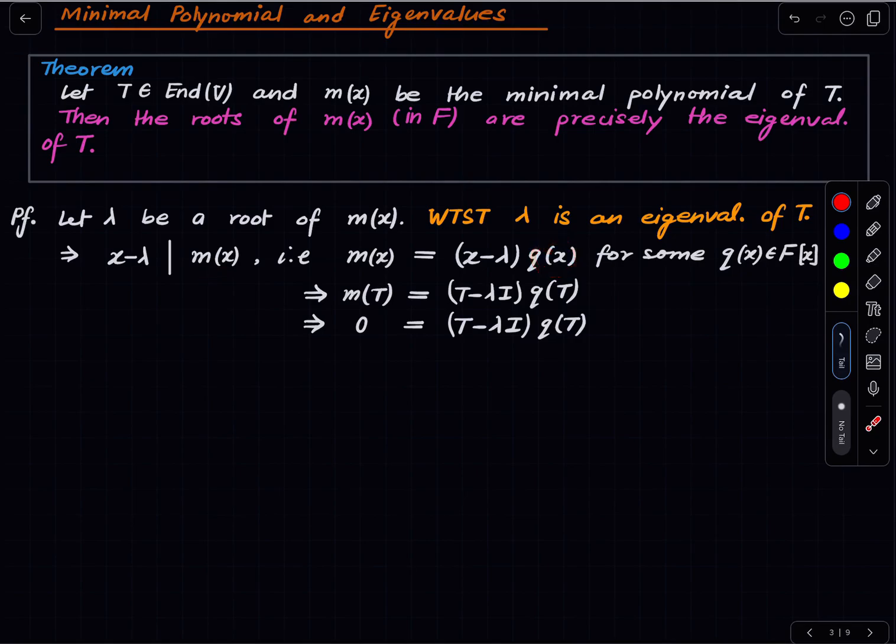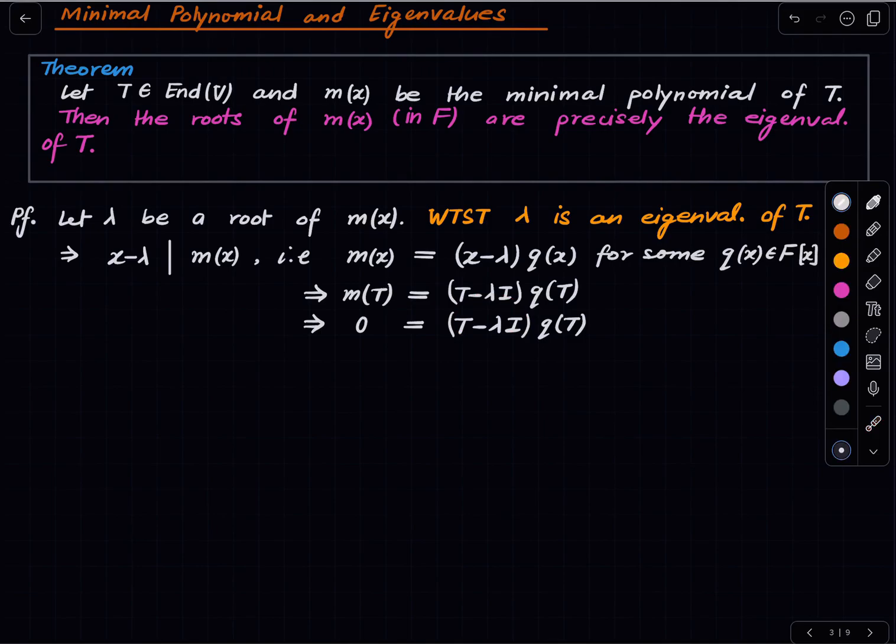I'm just being very precise. So q(x) is also a monic polynomial, because m(x) is monic. And if this were invertible, then q(t) would be 0, and hence q(x) would be a smaller degree monic polynomial compared to m(x) which is also satisfied by t, and that would contradict the fact that m(x) is the minimal polynomial of t. So this must be non-invertible, and therefore lambda is an eigenvalue of t. The non-invertibility of this is equivalent to saying that lambda is an eigenvalue of t.